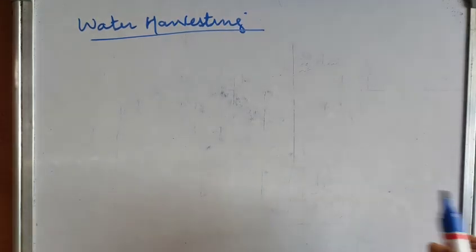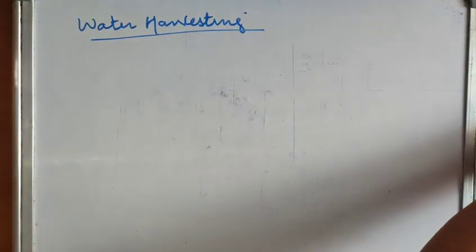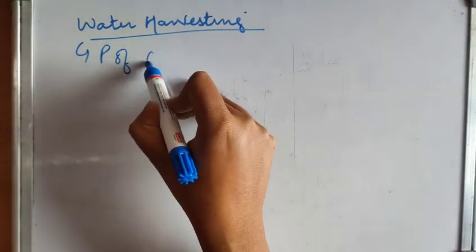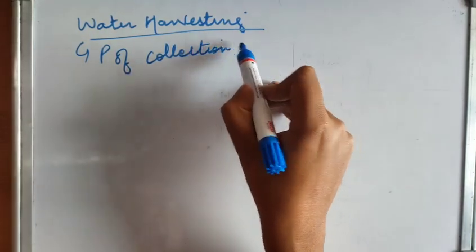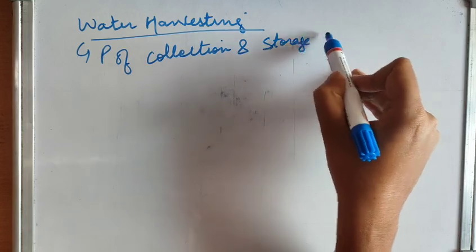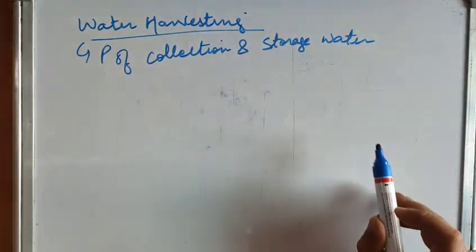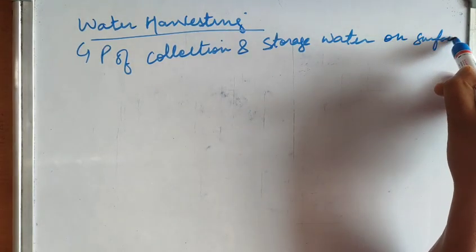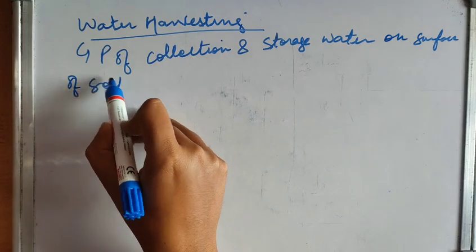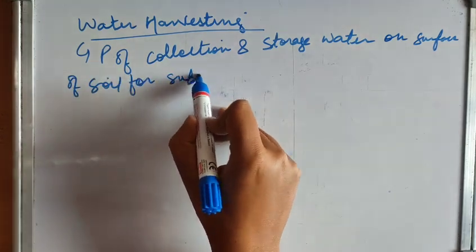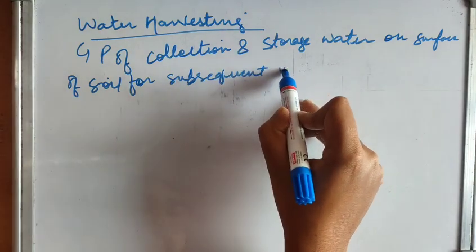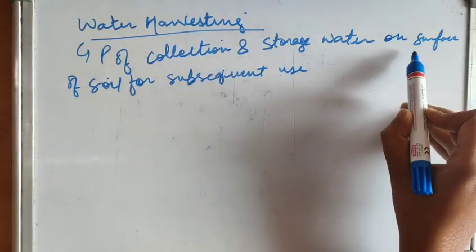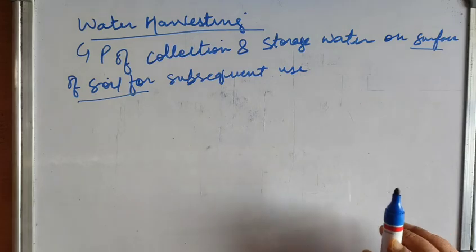Process of collection and storage of water, collecting or storing water on surface of soil for subsequent use. What we do in rainwater harvesting, the rainwater is harvested inside the ground, but here we are harvesting on the surface of soil for subsequent use.